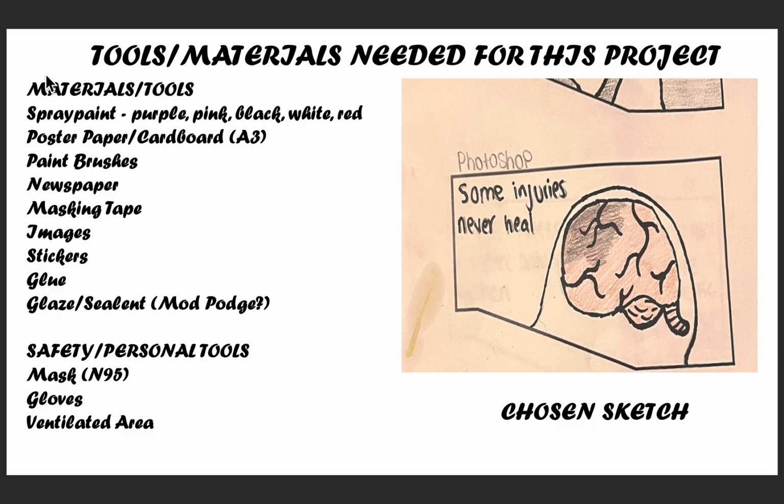Then I looked at tools or materials I could need for creating this product if I were to create it on a piece of poster board or in real life. Some of the materials and tools that I found included spray paint in the colours pink, black, white, red, and the domestic violence representative colour of purple. Then I looked at poster paper or cardboard to create this, some paintbrushes, some newspaper, masking tape, images, stickers, glue, and a sealant or a glaze of some type, such as Mod Podge.